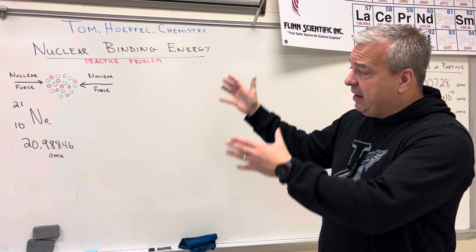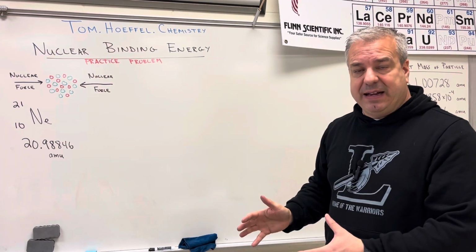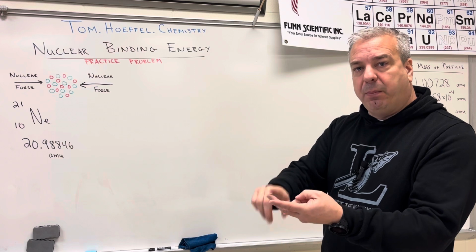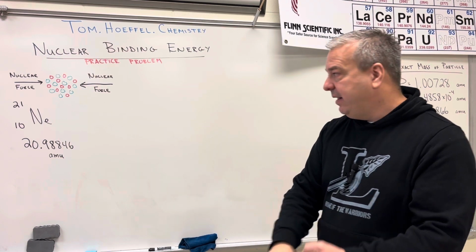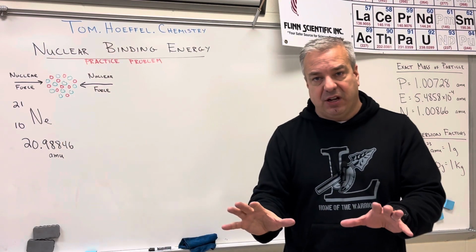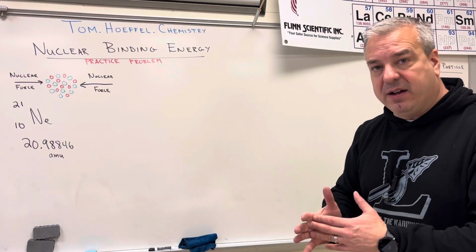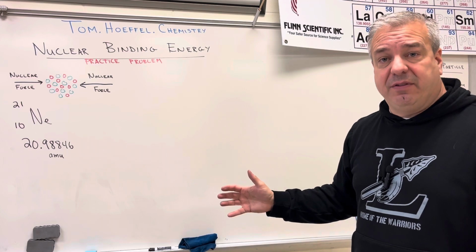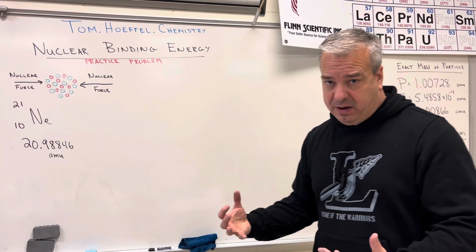But I'd like to see if you could figure out the nuclear binding energy per isotope, per mole, and per nucleon for a neon 21 isotope. Okay, if you've watched the other video, at this time hit pause, and then go ahead and try to solve this problem. When you come back, I'll be working on the problem.